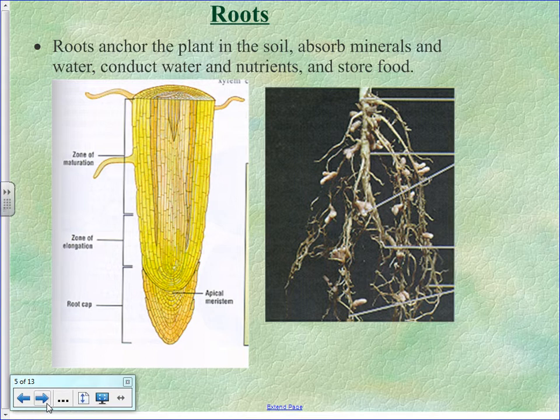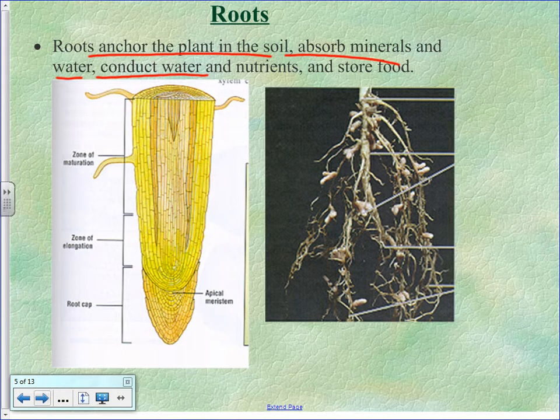Right, it's an anchor. It anchors it to the ground, and collects water and minerals. Those are the two jobs of the roots. They anchor the plant in the soil and absorb minerals and water. They also have somewhat of a conductive function, but that's mostly where they join the stem, and the stem does most of the conducting.